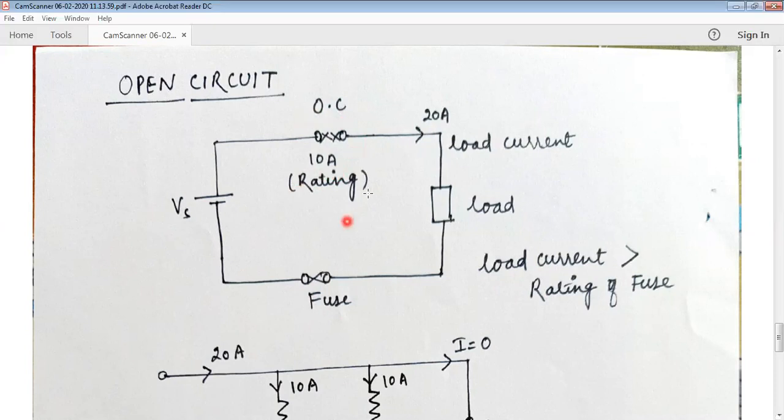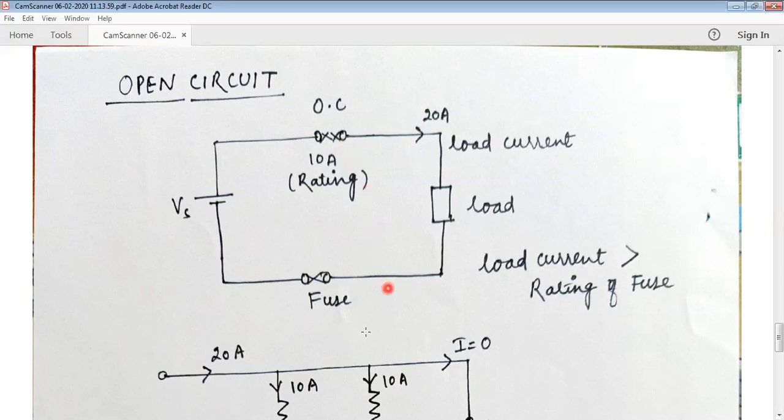Then what will happen? This fuse will melt down. This fuse will break. This fuse will become as an open switch. It will open the circuit because it is handling the current more than the rating. Then I squared R t heat will produce, and because of that this fuse will melt, and if the fuse melts, this point will become as an open. So this is a case condition of open circuit.